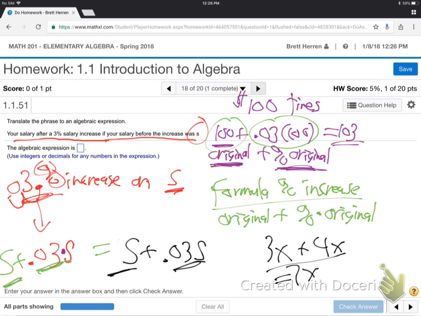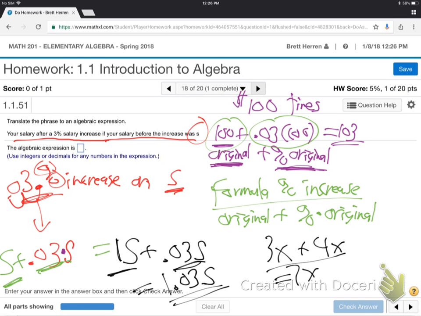Well, what's the number in front of the first one? An invisible, but understood 1. If there's no number in the front, that means there's one S there. There's not two S, right? There's one S. So you have to add the 1 and the 0.03. Just like you have the 3x and the 4x to get 7x, you have to add the 1s and the 0.03s. You have the numbers 1.03S. There's the final answer.